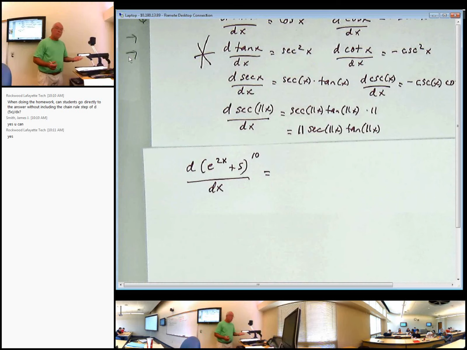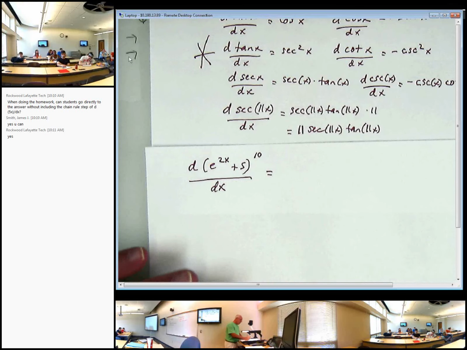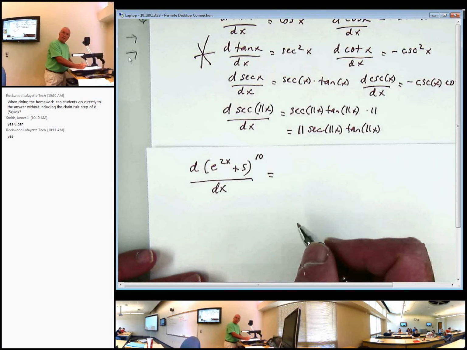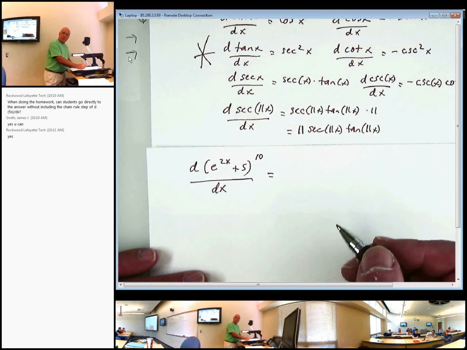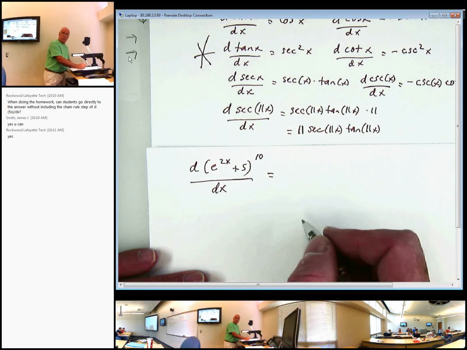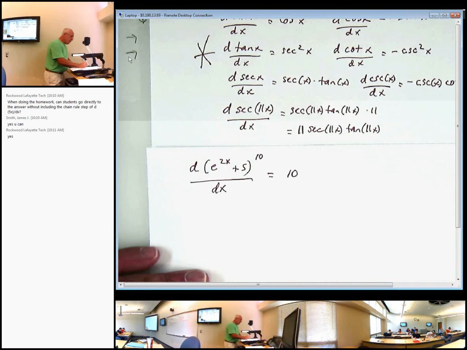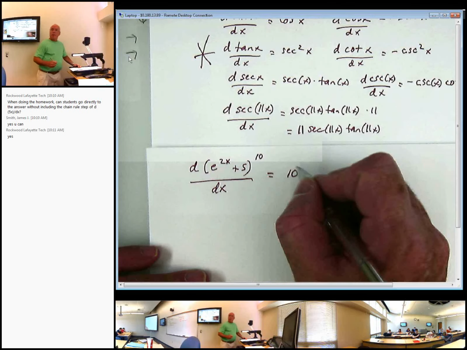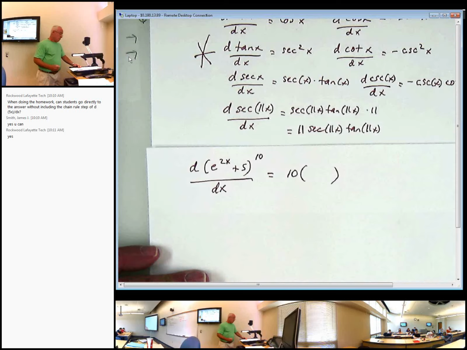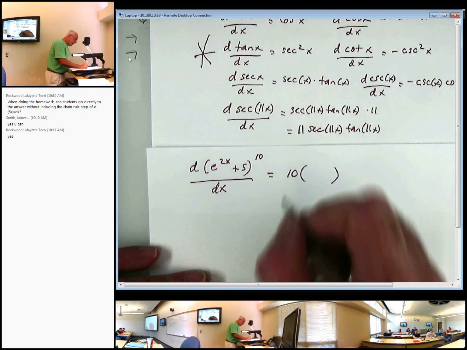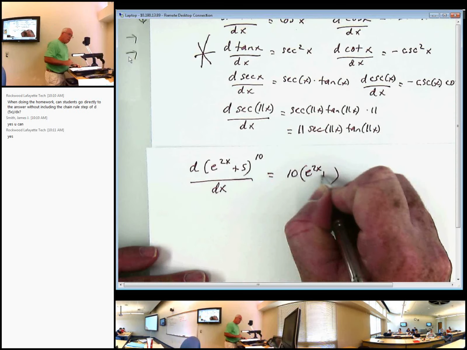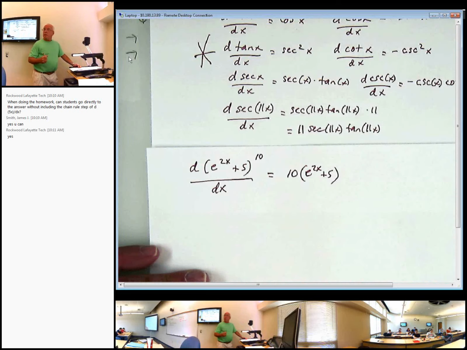So how would our derivative here start out? You chain rule the outside function. What's the first thing I'd write on my paper here? 10. Bring down your exponent. Exactly. Write my 10, and then what would be inside my parentheses? E to the 2x plus 5, my inside function. And then my new exponent would be 9, right? Lower the exponent by 1.